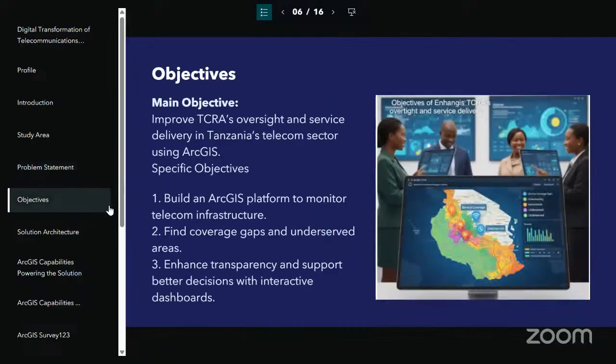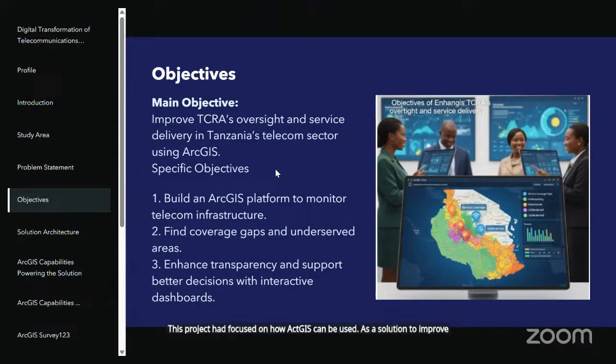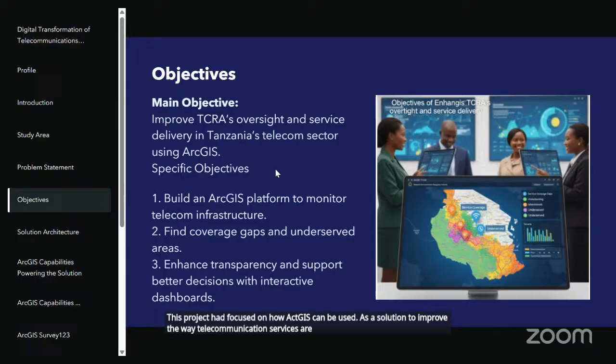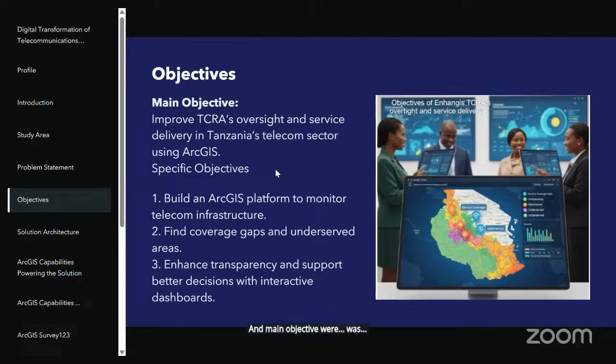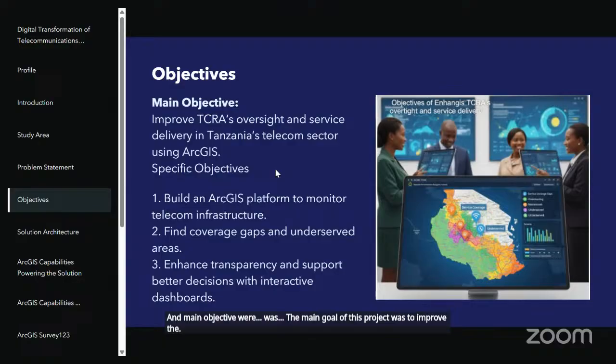To address these challenges, I came up with objectives. I had one main objective with 3 specific objectives, whereas to address these challenges, this project had to focus on how ArcGIS can be used as a solution to improve the way telecommunication services are monitored and managed. The main goal of this project was to improve the TCRA oversight and enhance service delivery in Tanzania's telecommunication sector by using ArcGIS.